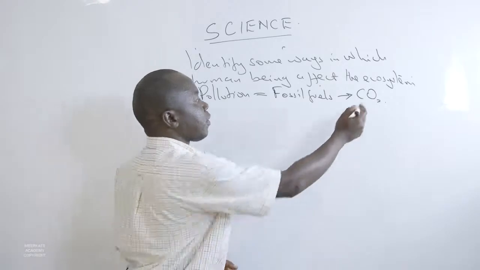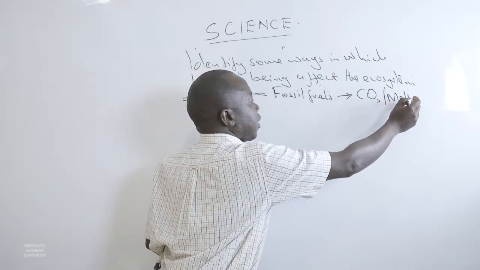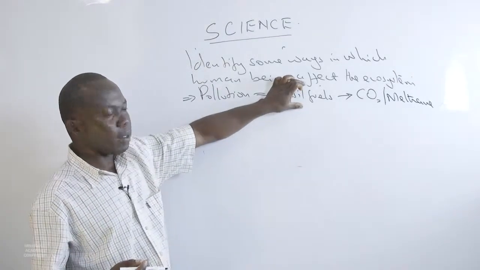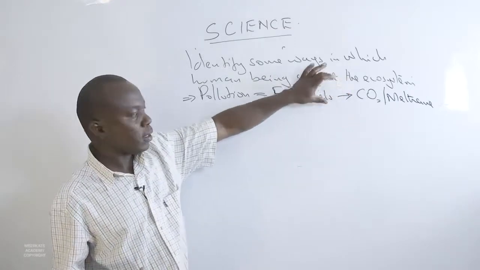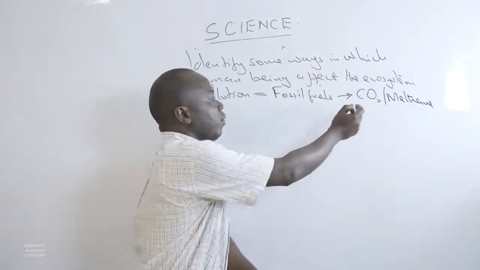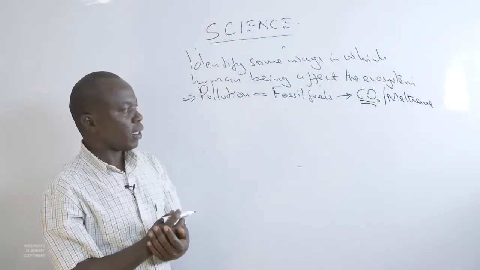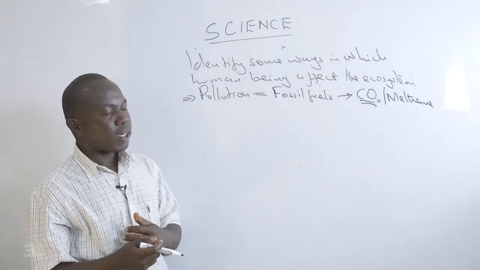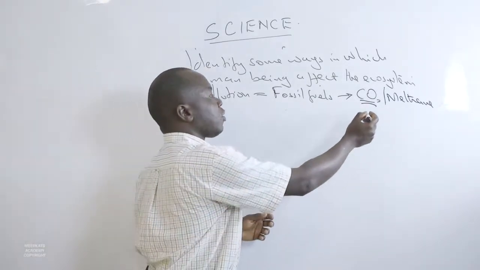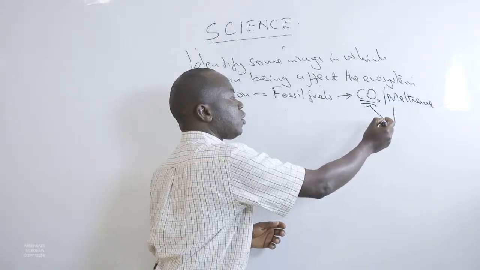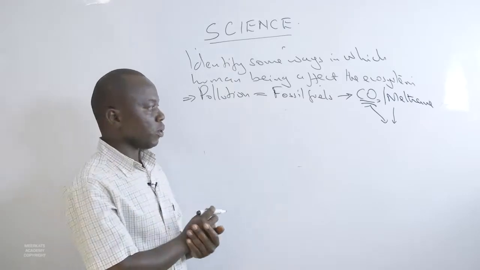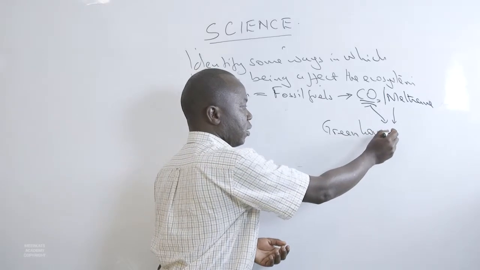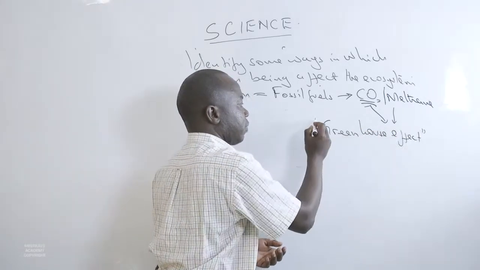Carbon dioxide and another gas called methane. When they are released into the atmosphere, I think you have come across this: fossil fuel being combusted to release energy, and one of the major byproducts is carbon dioxide. Another gas like methane may be produced from biogas generation. If they are introduced into the atmosphere in huge quantities, they usually cause what we call the greenhouse effect.